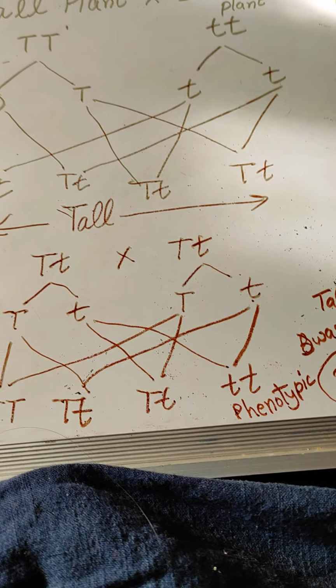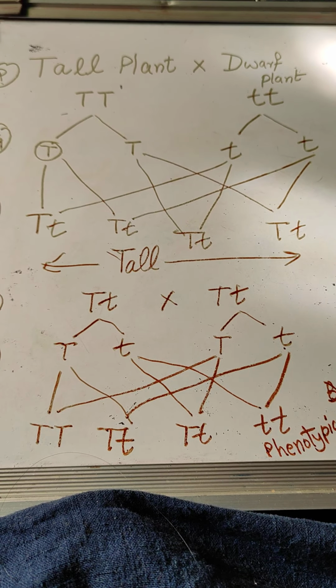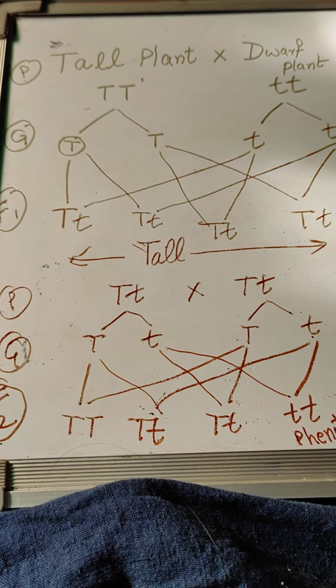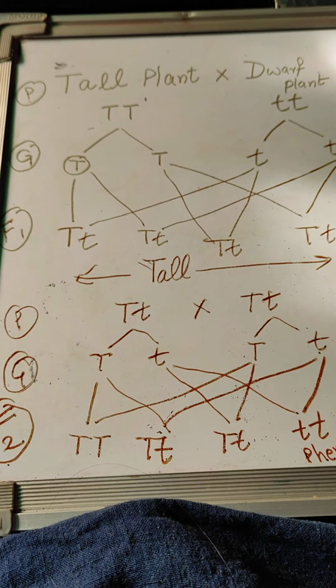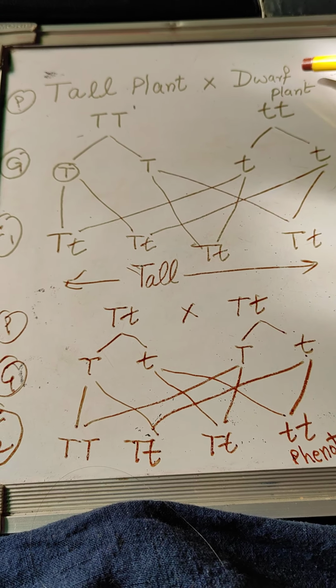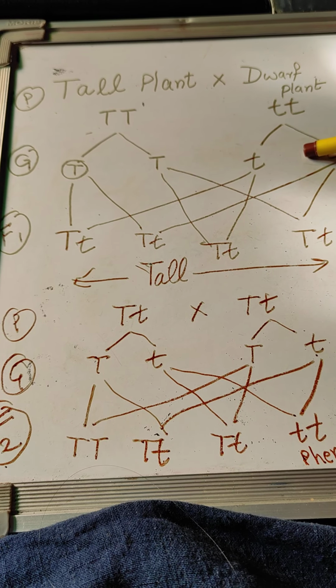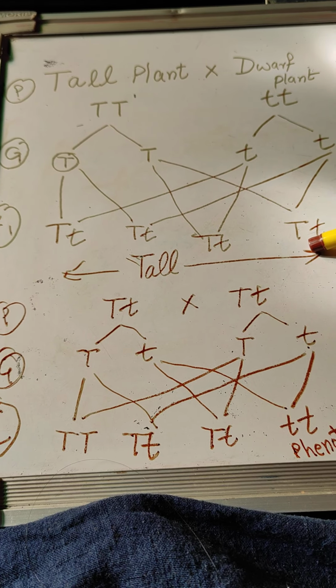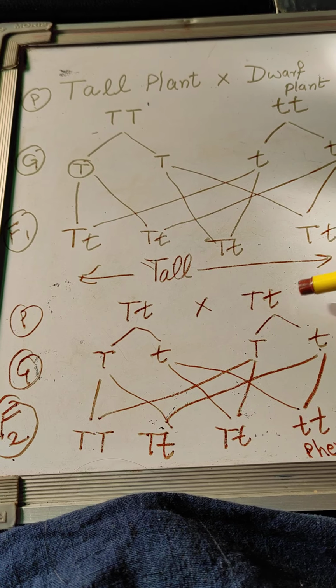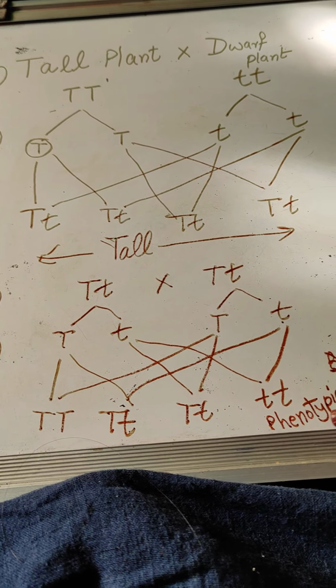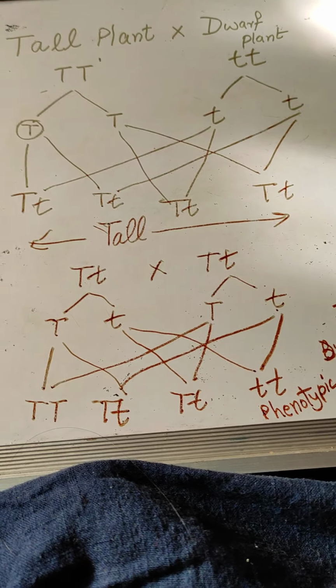Okay, let's do it with another example. We got to know, we have to take the parents and write their genotype and phenotype both, then gametes, then F1, then self crossing, and then F2, and the ratio of F2.